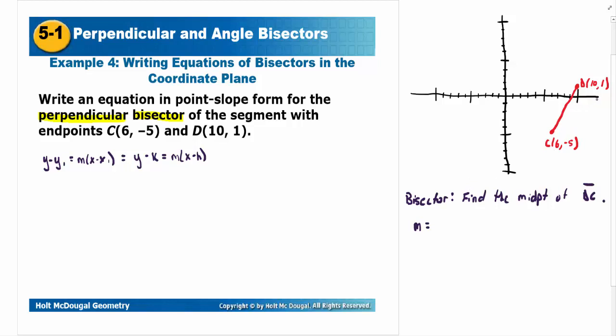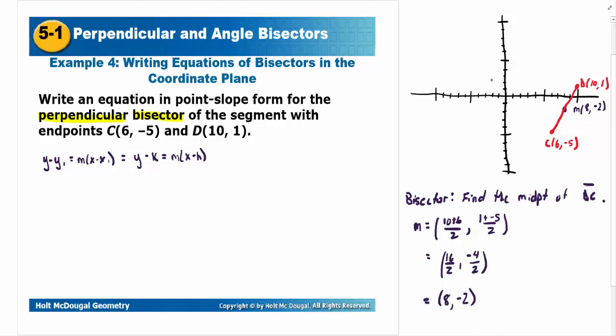And I'm going to go, remember, x1 plus x2. If you don't remember the formula, go back to the warm-up when I first wrote it down. But this is going to be 10 plus 6 over 2. And then I'll go 1 plus negative 5 over 2. So that's going to give me 16 over 2 and negative 4 over 2, which means my midpoint is at (8, -2). So I'll come up here and label that (8, -2), looks good to me. So there's M, (8, -2).